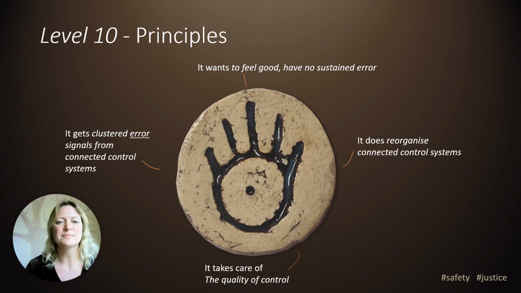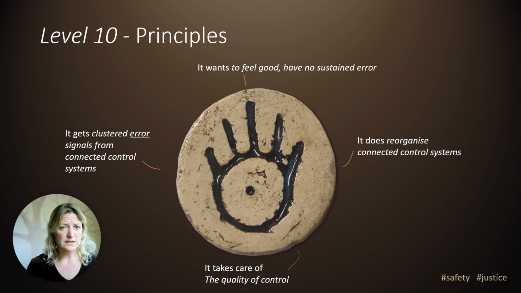Level 10, the principles level, controls your sense of meaning, why you do what you do. It takes care of the quality of control, of what is important to you, like safety or justice. And my hypothesis is that this level, unlike the levels below, does not receive a copy of the perceptual signal, but a copy of the error signals of the connected control systems as its input. I think so because it only acts when there is sustained error in its connected systems, when it does not feel good, so it needs this error signal.